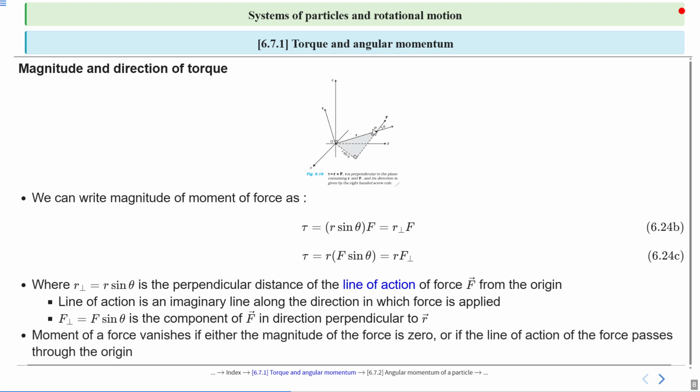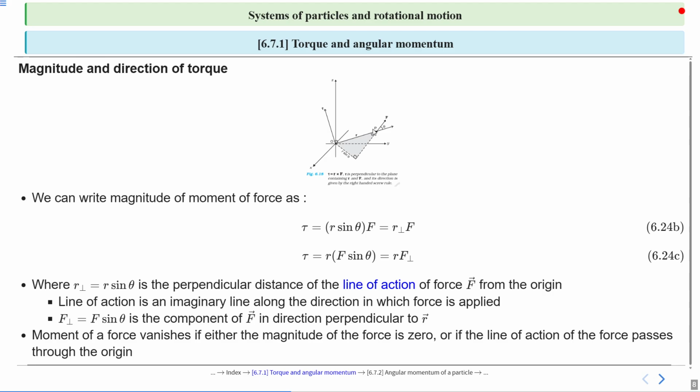So we can say a moment of force vanishes if either the magnitude of force is 0 or if the line of action of the force passes through the origin. So in that case, the moment of force is 0. Clear?